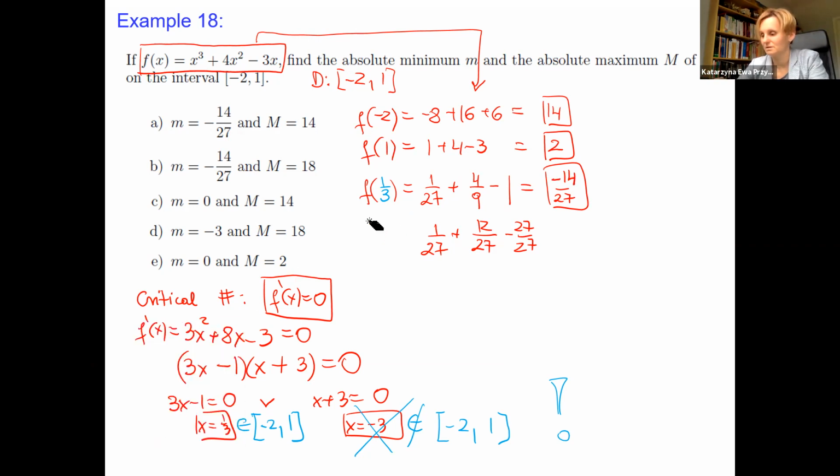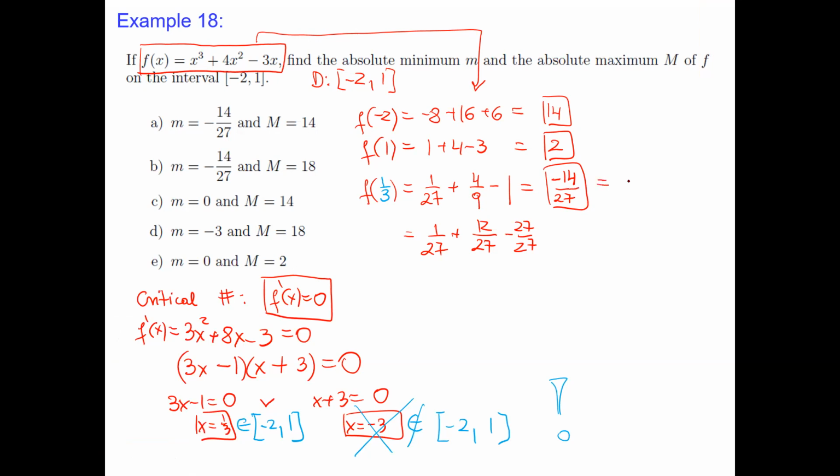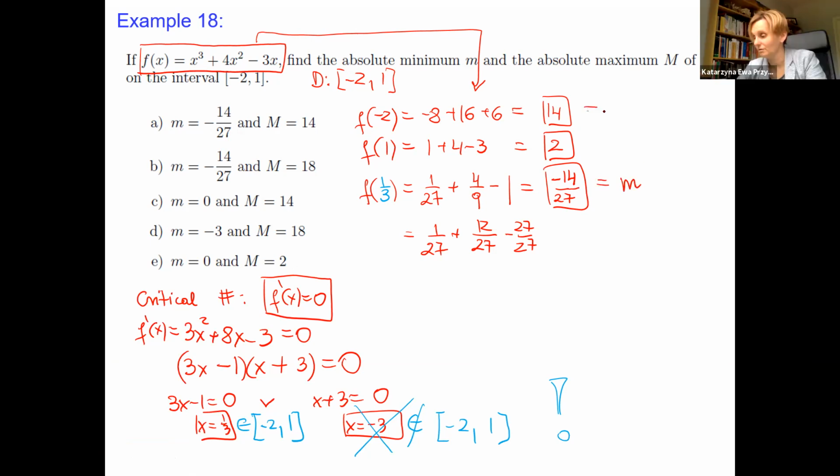Let me erase this so as not to be confused about what I am doing. Okay, which one is the lowest number? -14/27. Yes, this will be the minimum m, and of course the maximum will be the capital M. Do we even have that option? Because sometimes I get excited creating the wrong options and I forget to put the correct one.